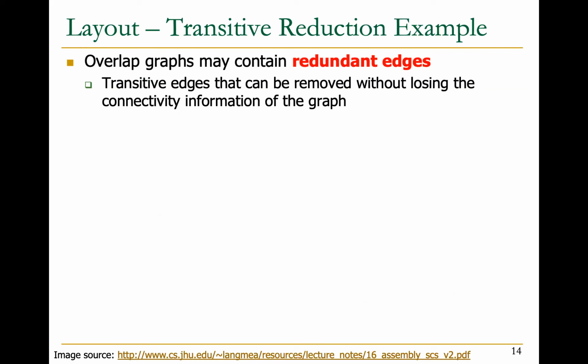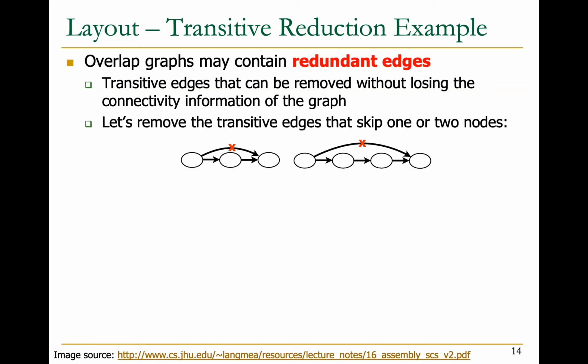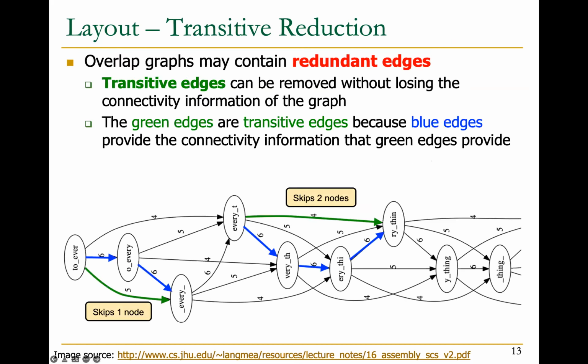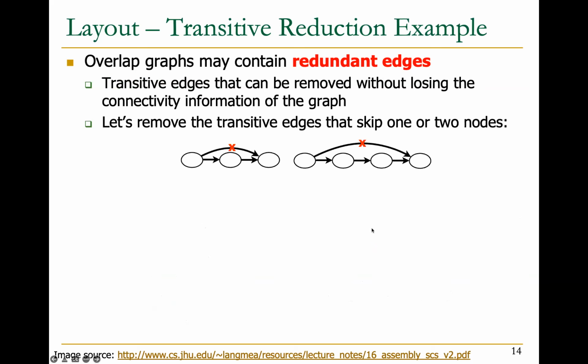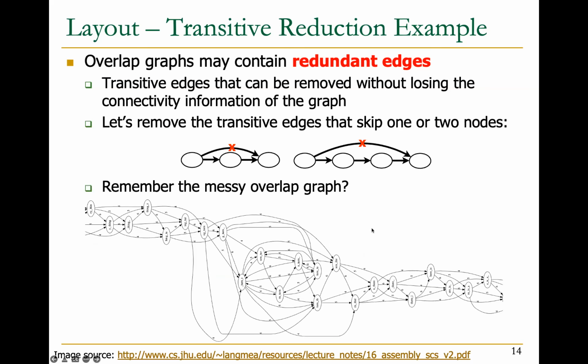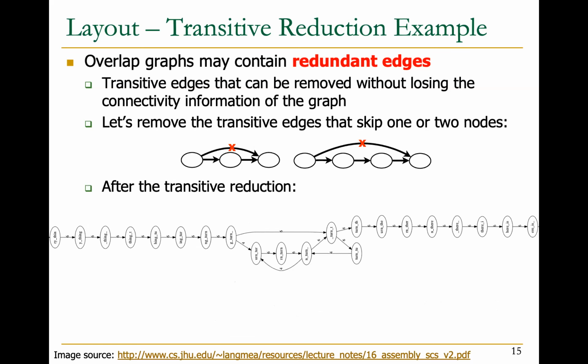So all right, then let's provide more examples. As we said, overlap graphs may contain redundant edges. For example, let's just remove transitive edges that skip either one or two nodes, as in this example, right? This skips one node and this skips two nodes. So if you remember the messy overlap graph that I showed you earlier, if we applied the transitive reduction on this graph, a simplified graph would look like this.